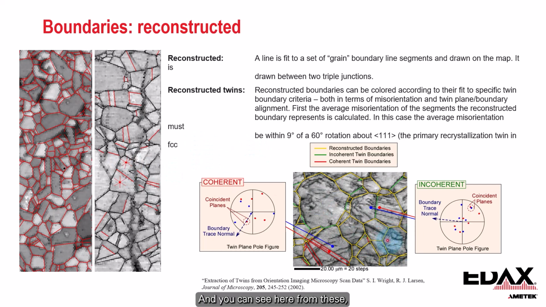And you can see here from these schematics from a paper written by Stuart Wright, coherent twin boundaries can often be differentiated from incoherent twin boundaries by looking for the alignment of the boundary trace normal with the coincident planes when they're lined up. You can think of that as a coherent boundary. When the trace is not aligned with the coincident plane, it's an incoherent boundary.